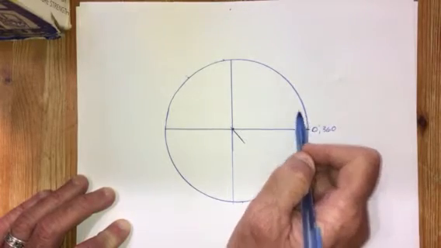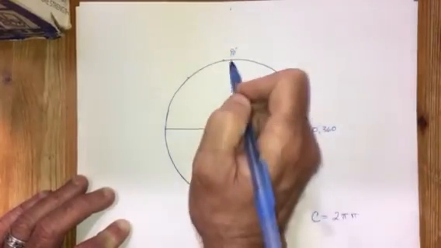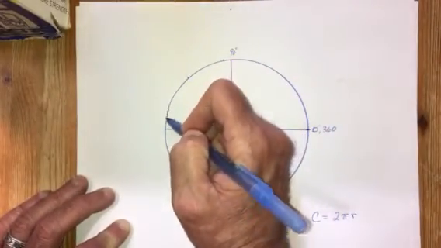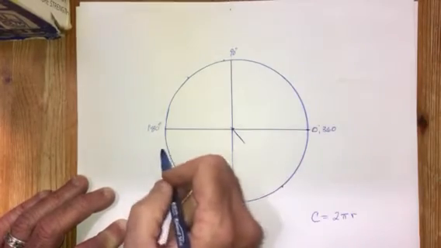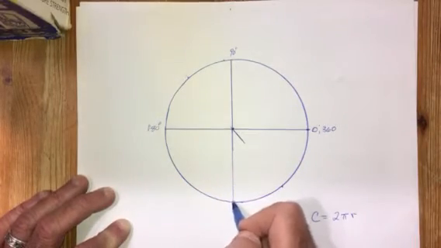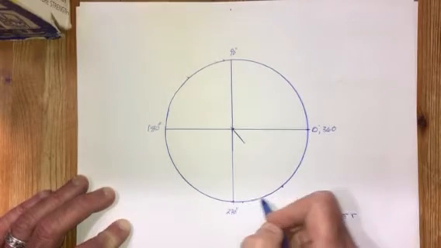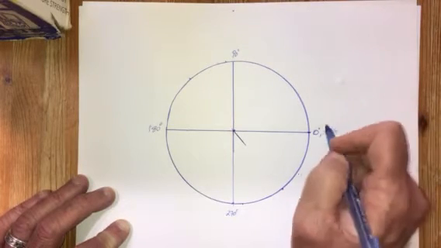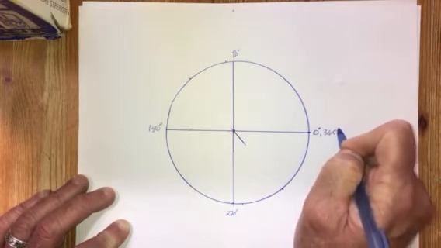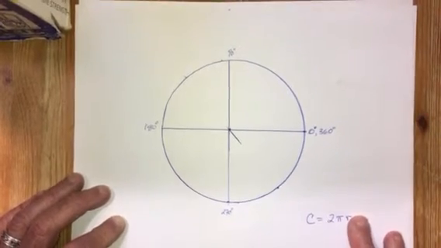So starting from 0, they go up here to this point where the angle is 90 degrees, and then they continue over here to where the angle is 180 degrees. And then continuing, you go down here to this point where it is 270 degrees. And then finally you come back to this point where it was 0, but it's also 360 degrees. So that's a complete circle.